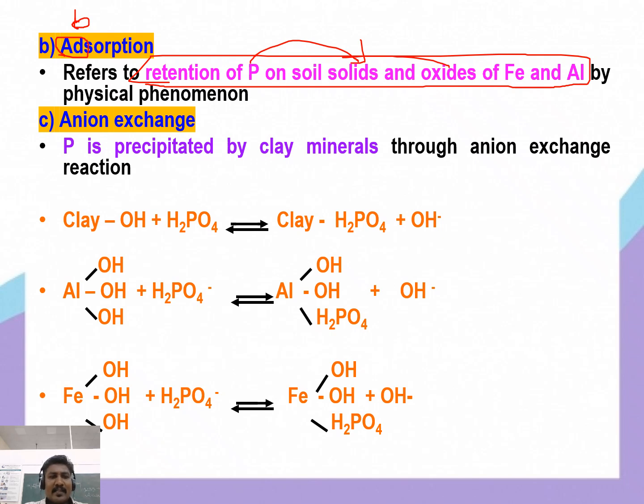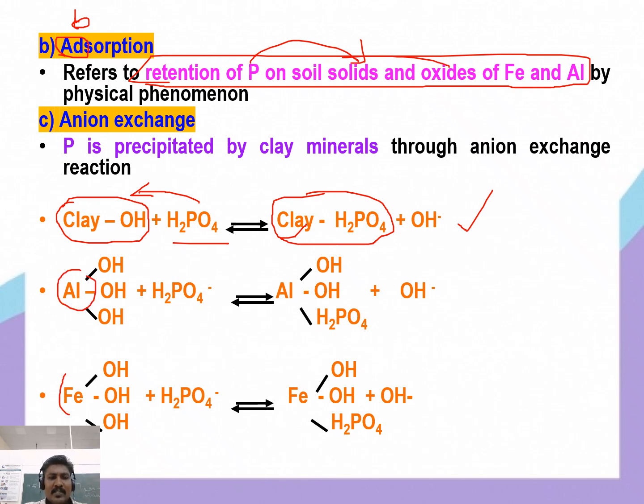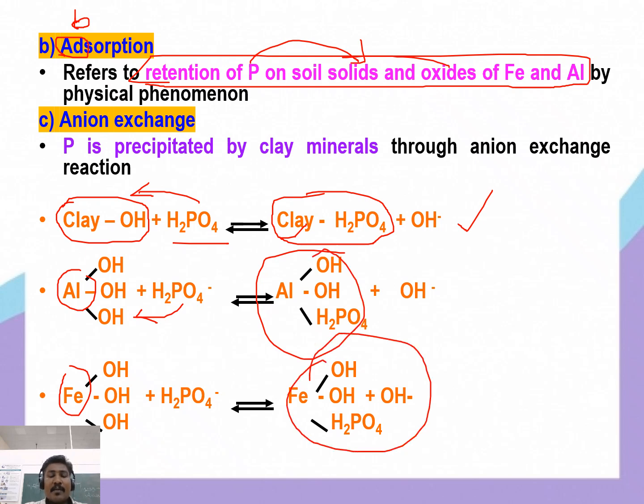Then anion exchange. This we have seen already. This is a clay hydroxide compound. When this compound reacts with H2PO4, the H2PO4 will replace the hydroxyl ion, and the phosphorus will be retained by these clay molecules. So it is an available form. But at the same time, when iron and aluminum are rich in the soil, when it is reacting, the H2PO4 will replace the hydroxyl ion, so that it will become an aluminum phosphate compound. So it is very, very difficult.